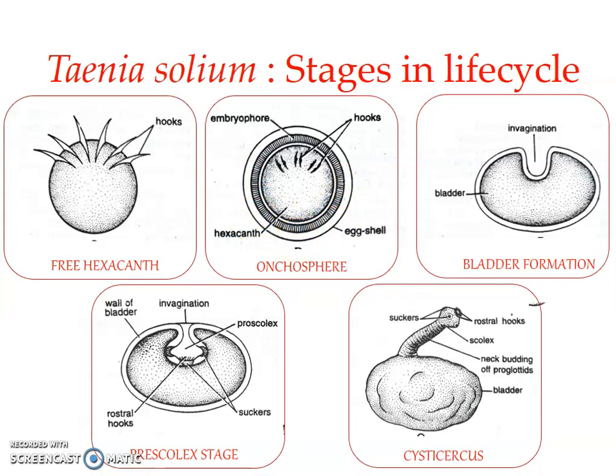and in the stomach, because of the action of the acidic juices, these membranes get broken down and completely digested. Now, what happens? The hexacanth inside passes into the small intestine. The hexacanth comes out. Because of the loss of these membranes, the hexacanth is liberated and moves into the small intestine, where the two persisting hexacanth membranes are also lost by the action of alkaline juices in the intestine.